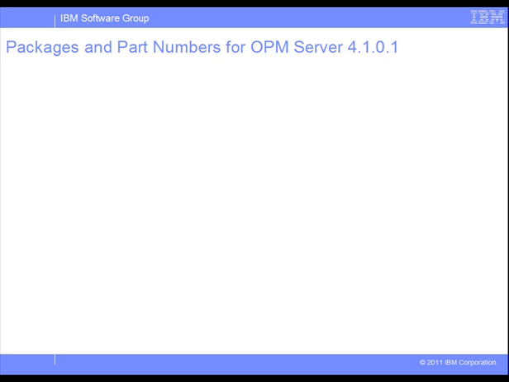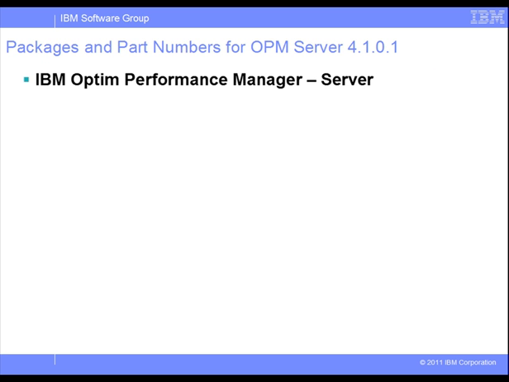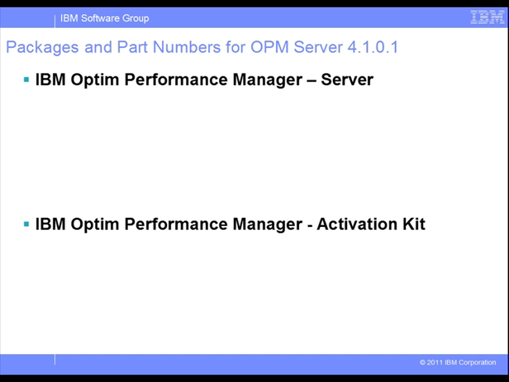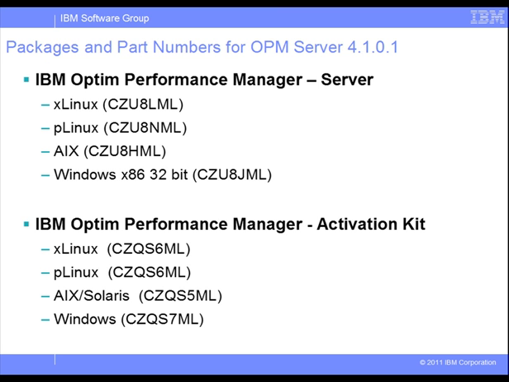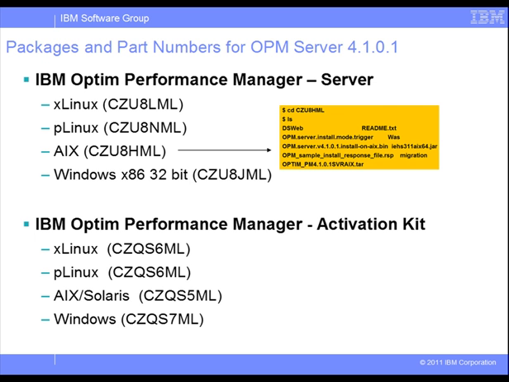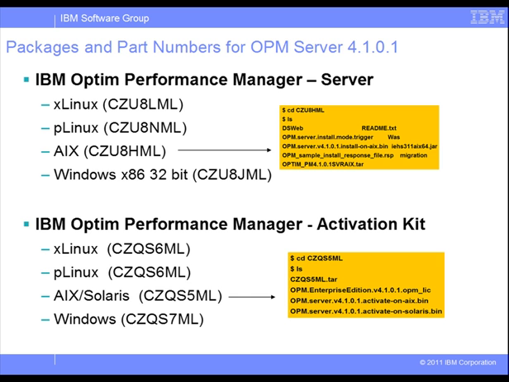There are two packages required for Optim Performance Manager. Optim Performance Manager server, this is the base product. Optim Performance Manager Server Activation Kit, this is the license key activation for the Optim Performance Manager server. Depending on the supporting platforms and associated part numbers, there are different files after we unzip or untar them. In this example, we are showing the contents of these packages for the AIX platform, which we are going to use for installation.